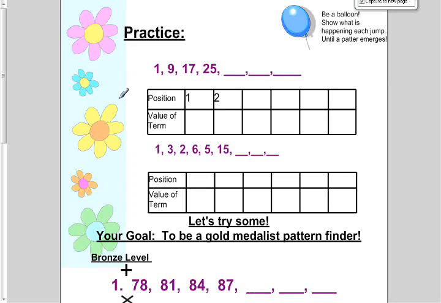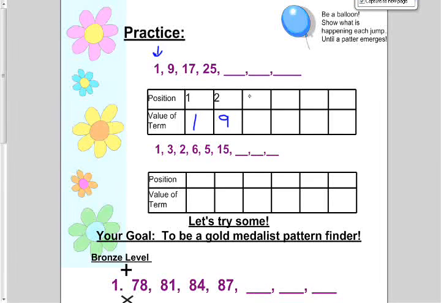Position is, if you think about being in line for lunch, where are you in that line? Are you first? Are you second? Are you third? Well, think about these numbers as being in line. So position 1 is which number is first in our sequence. Position 1 belongs to number 1. Position 2 is who's second? What number is second in our sequence?